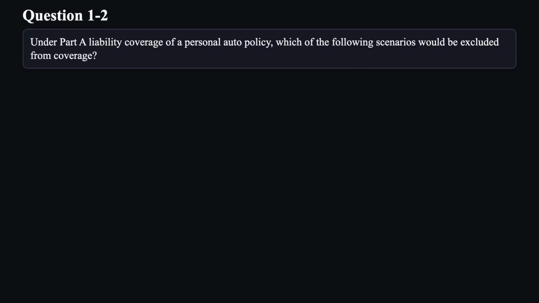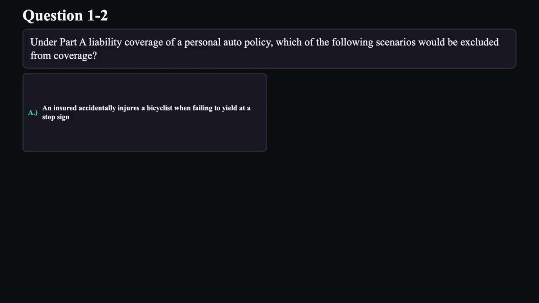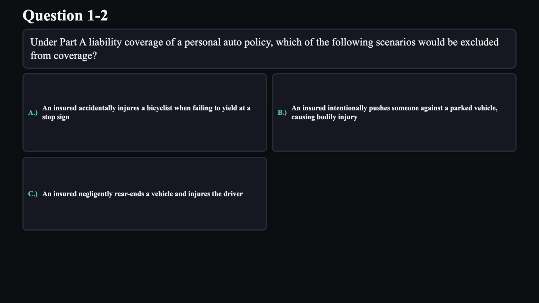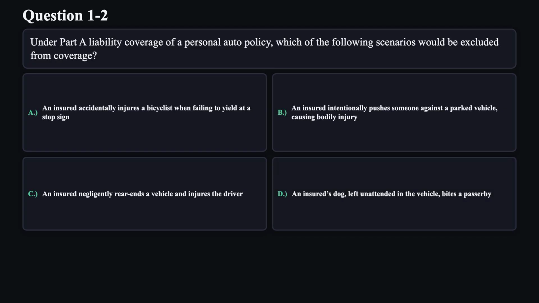Question 2. Under Part A liability coverage of a personal auto policy, which of the following scenarios would be excluded from coverage? A, an insured accidentally injures a bicyclist when failing to yield at a stop sign. B, an insured intentionally pushes someone against a parked vehicle, causing bodily injury. C, an insured negligently rear-ends a vehicle and injures the driver. Or D, an insured's dog, left unattended in the vehicle, bites a passerby.